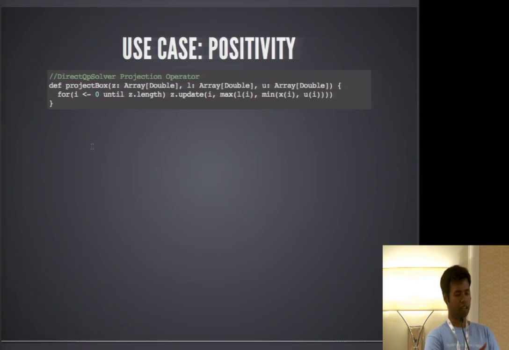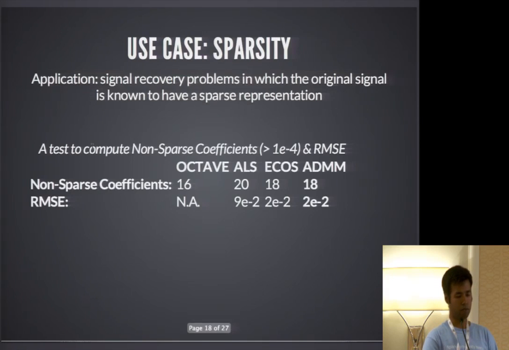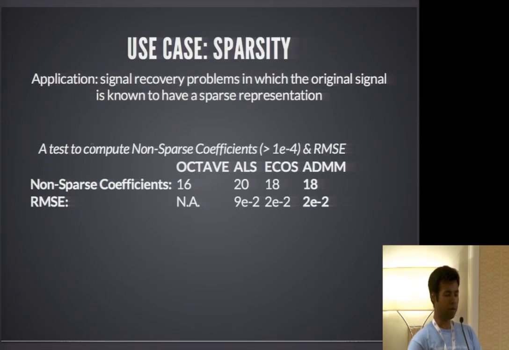So you have to project it to that box, and this shows you how simple the code is to take and project the Z value into lower and upper bounds. The second use case is sparsity, which is L1 regularization. We don't have it in Spark yet, so this will be our major contribution.